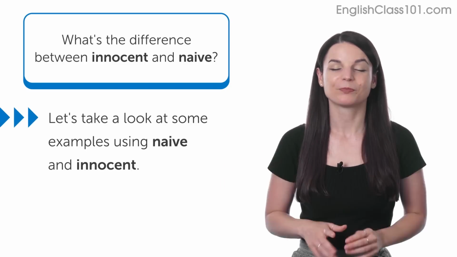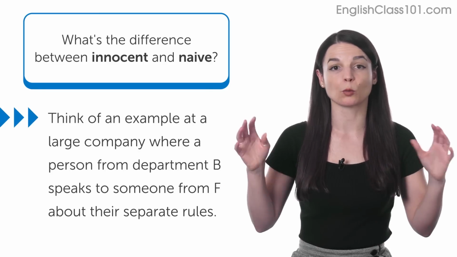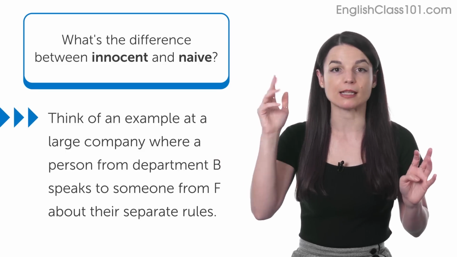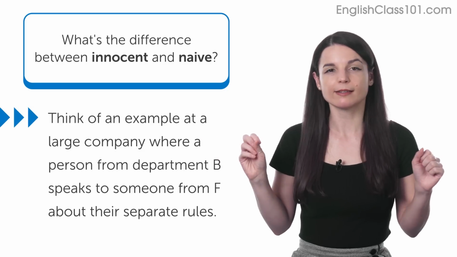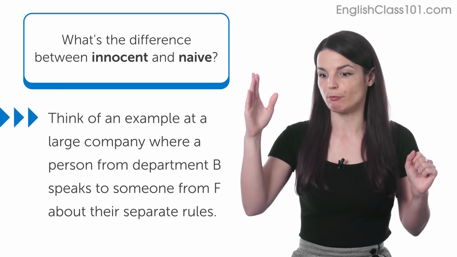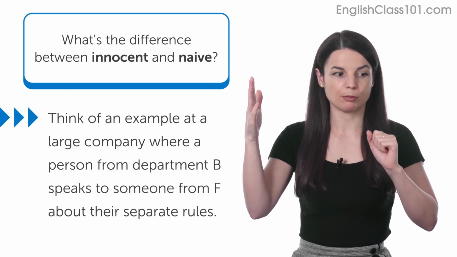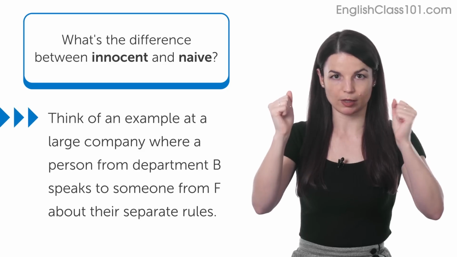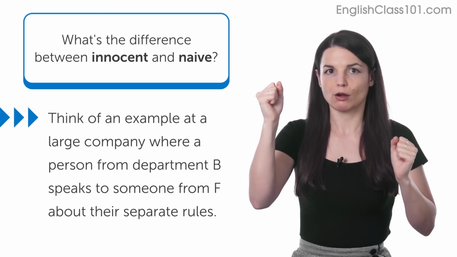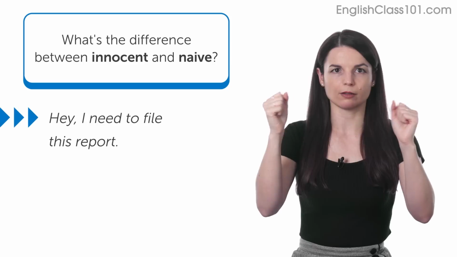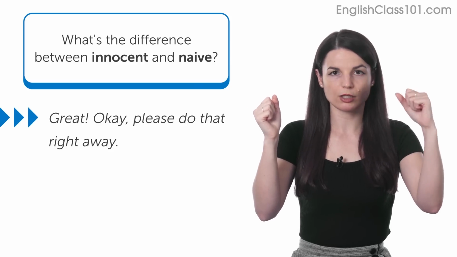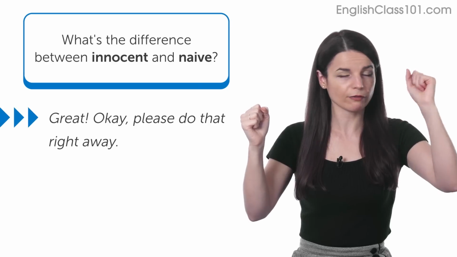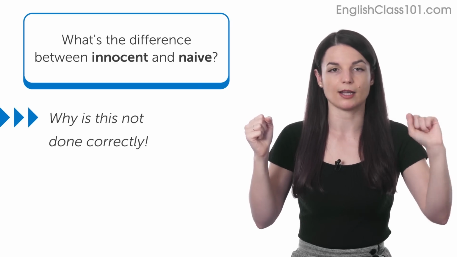So let's say that there's somebody who works in a really big company, and there are lots of different departments. There's A and B and C and D, and there's a bunch of them. So let's say that some guy who works in department B has to work with someone from department F, okay? And they each have different rules in the places where they work. So this guy, B, goes to F and says, hey, I need to file this report. And F says, great, okay, please do that right away. And so B does it, and there's a mistake in it. And F gets really, really angry. And it's like, why is this not done correctly?